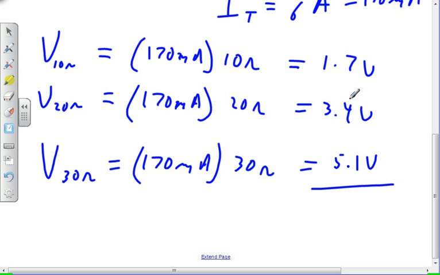Now, if I add this together, I should get 10 volts. 5, 6, 7, 8, 9, 10. I get 10.2. How come I get 10.2? Well, because I rounded at 170 milliamps. If I would have kept it 166, I would have gotten closer to 10 when I added them together. But I'm only going to keep 2 significant digits anyway, so I'm probably not going to change that any.